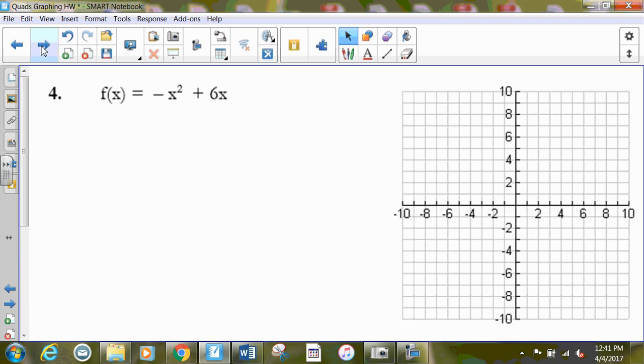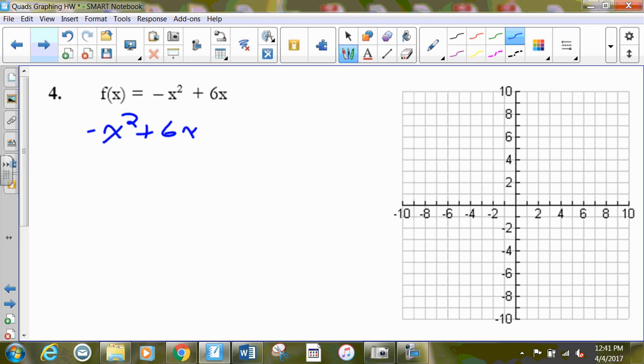So this next one we need to graph. We cannot do the square root method to solve for x. Once again, we're going to be looking for our x-intercepts, so we'll set it equal to 0. I'm going to set it up in a way that makes sense for me: negative x squared plus 6x equals 0. I'm looking for my x-intercepts. Once I find them, then I'll find the middle, find my vertex, and graph it.